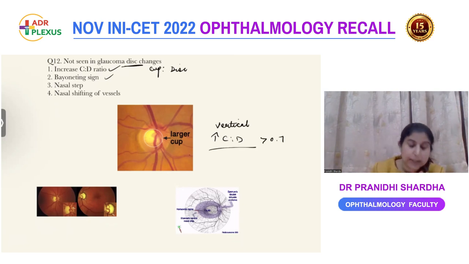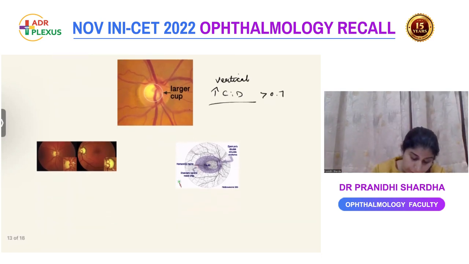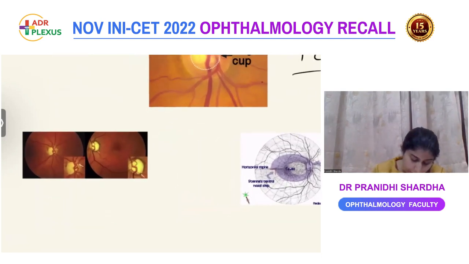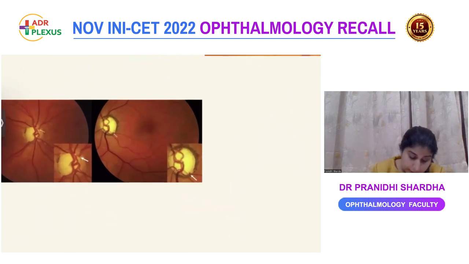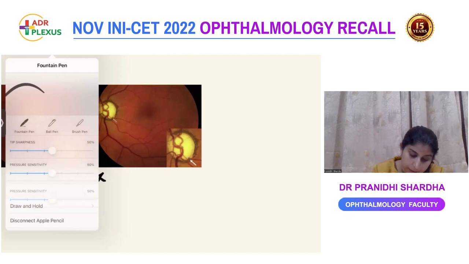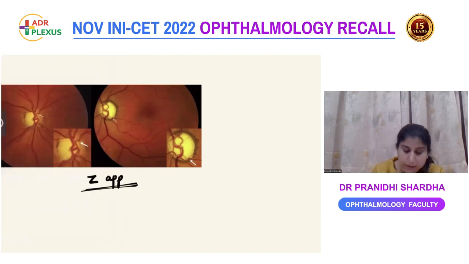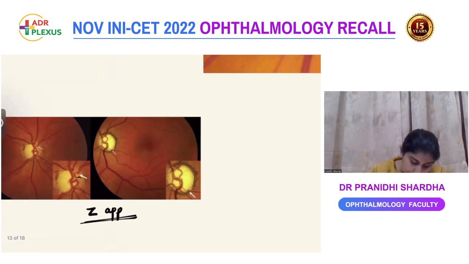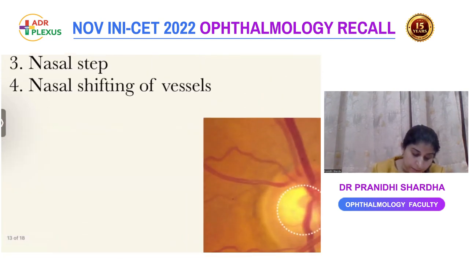Bayonetting sign. This image is showing the bayonetting sign. In this, there is a Z-shaped appearance of the vessels. There is double bending of the vessels inside the cup. When they are entering, double bending of the blood vessels is seen, which is a feature of glaucoma, that is the bayonetting sign.